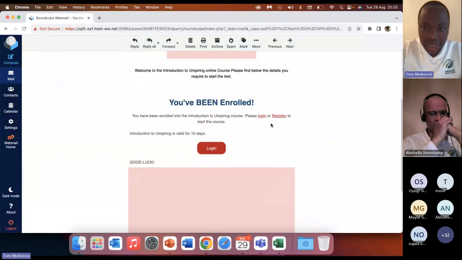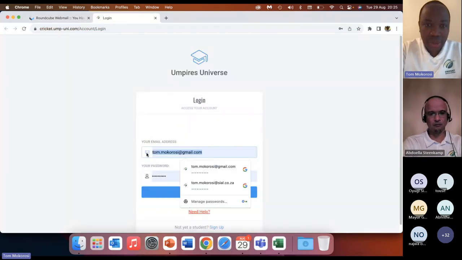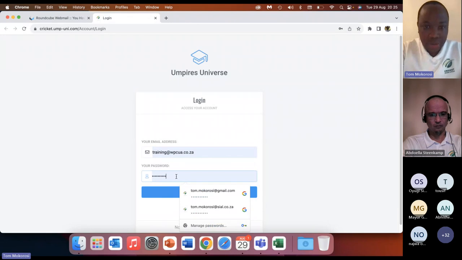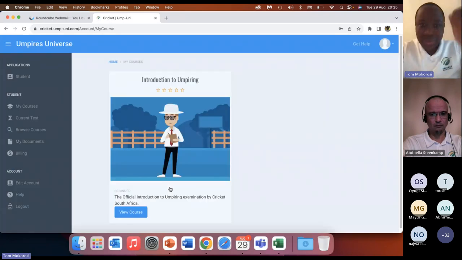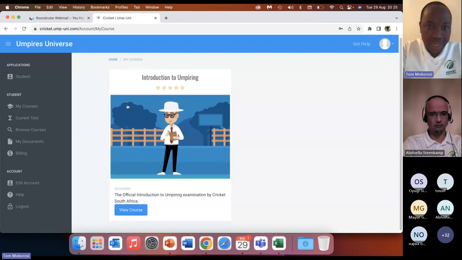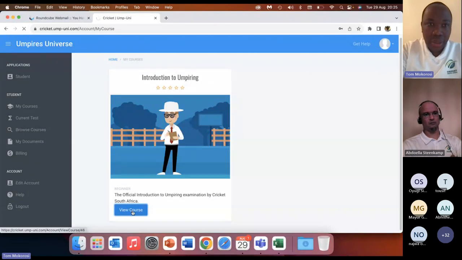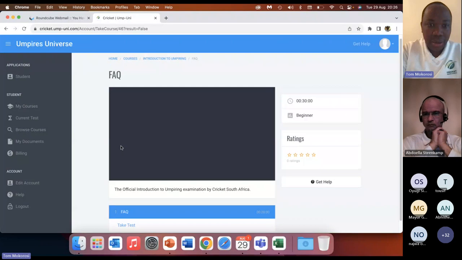Remember that before you attempt the exam for the first time, you need to register. But if you are going to attempt for a second or a third or a fourth time, then you can simply click on login. You've already got your username, which is your email address. You've already got your password. Let's see if it's the right password that's in there. Yes, it is. And then it will come up to a green page, which is level one exam. And if you click on view course, because you've already filled in all your details for the exam, you don't need to go through all of that again. You simply go to take test on the screen.